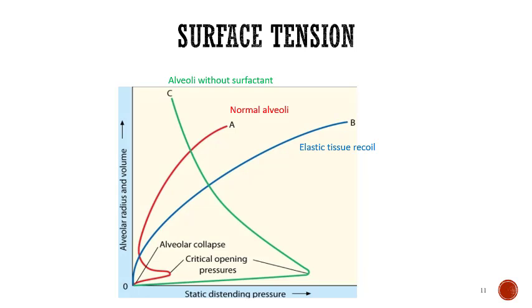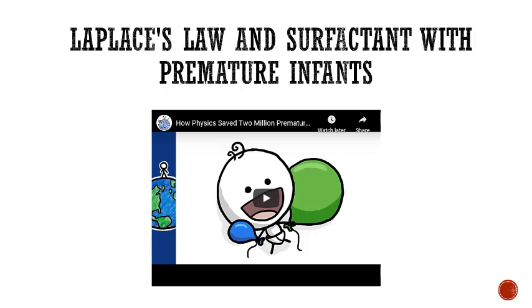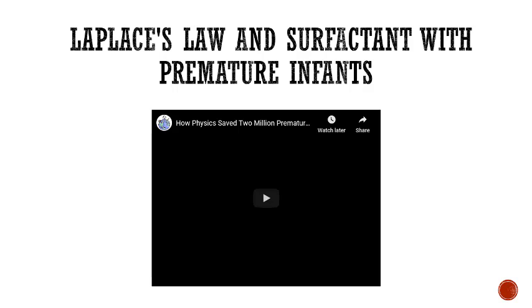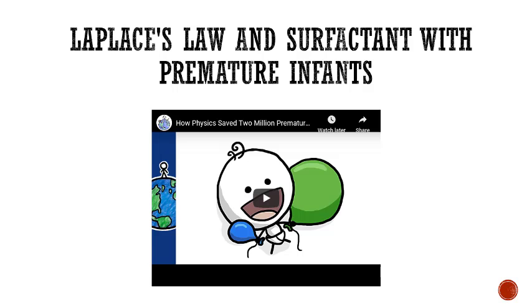So surfactant is crucial. This video, which I highly, highly recommend you watch, talks about Laplace's law. It talks about surfactant deficiency in premature infants and how, before we figured out how to replace or mimic surfactant, we had a lot of premature neonates that didn't survive because their lungs were being damaged so much by the high pressures it was taking to ventilate them.